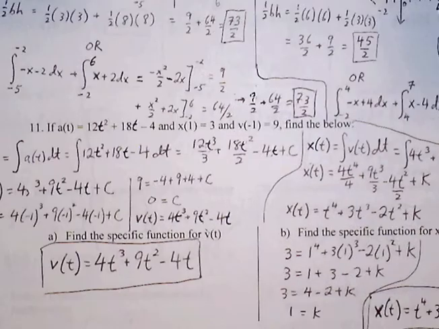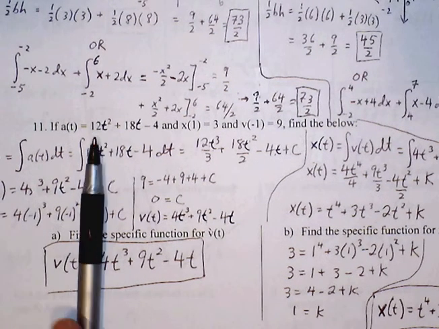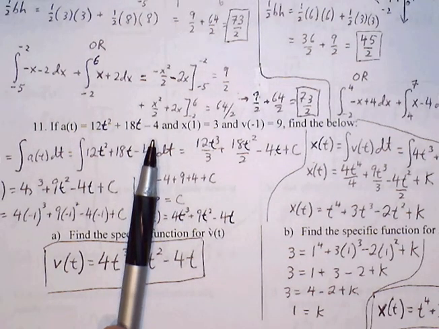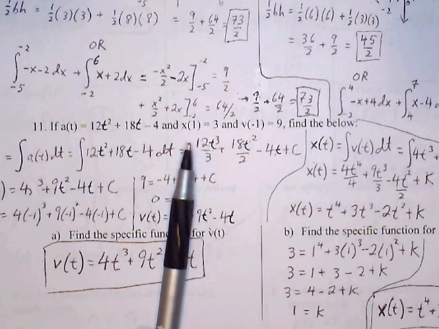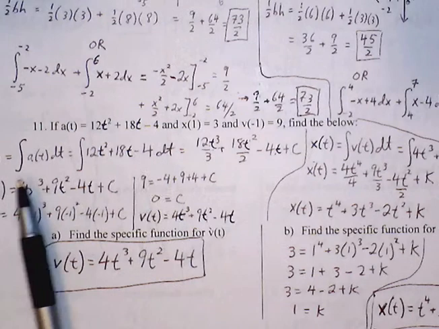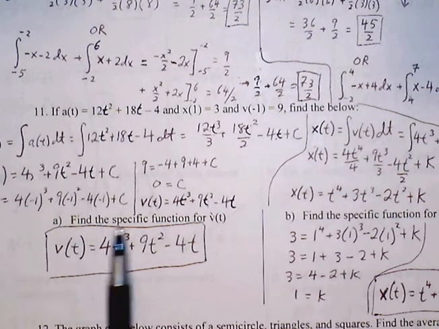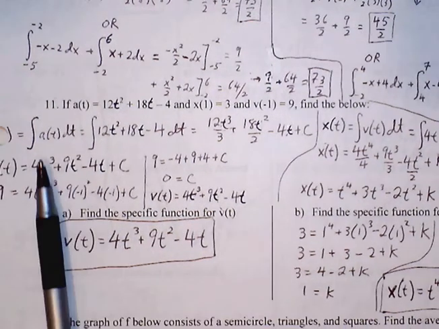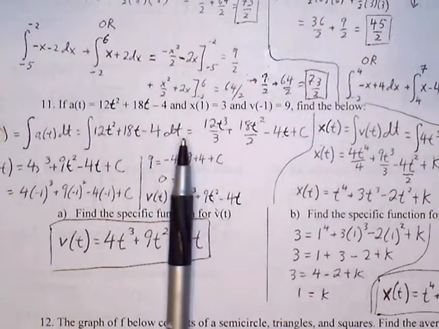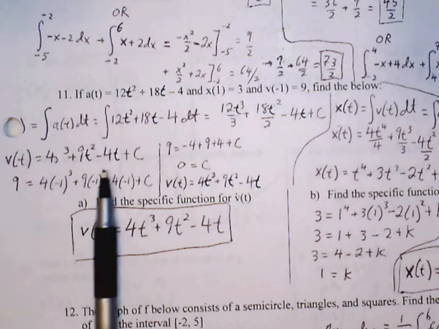Okay, number 11. If a of t is equal to 12t squared plus 18t minus 4, and x of 1 equals 3 and v of -1 equals 9, find the below. So if we want to find the specific function for v of t, we can simply find the indefinite integral of a of t first. So go through power rule, and we're going to end up with plus c. So we have a general solution for v of t.